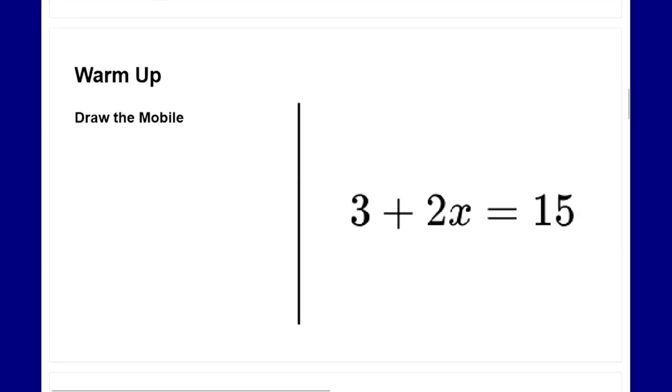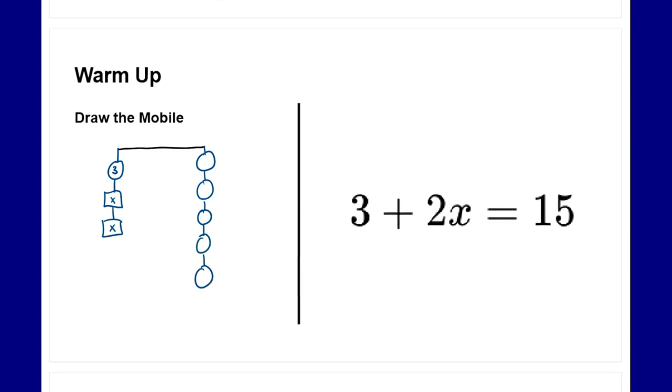Now let's go in the other direction. We have our mathematical expression. Let's draw this as a mobile. So I have 3 plus 2x. So I'm going to have one shape representing 3, and I'm going to have 2 squares representing x. On the other side, I have 15. So I could represent that as just one shape with 15, or I could do 5 circles and say that each circle is equal to 3. And then the square is unknown.